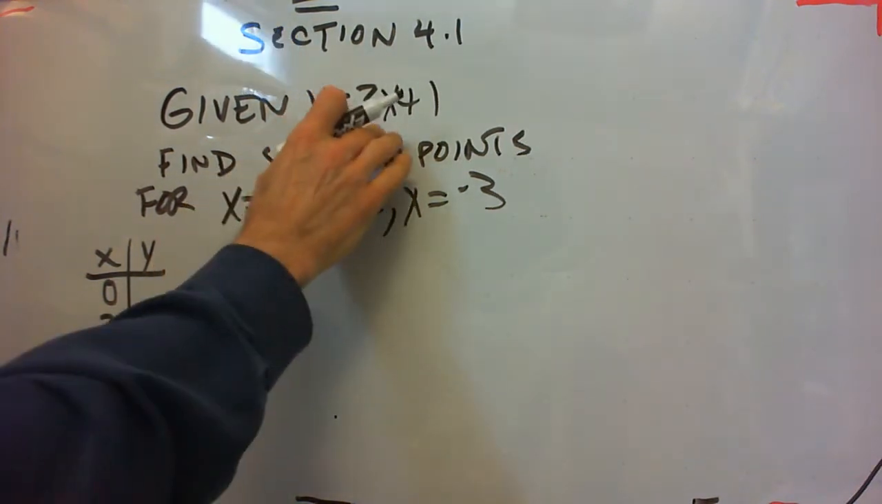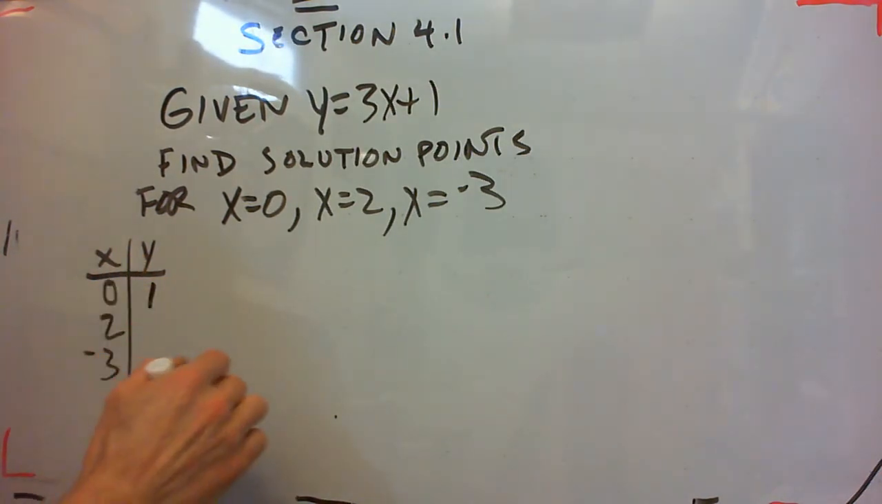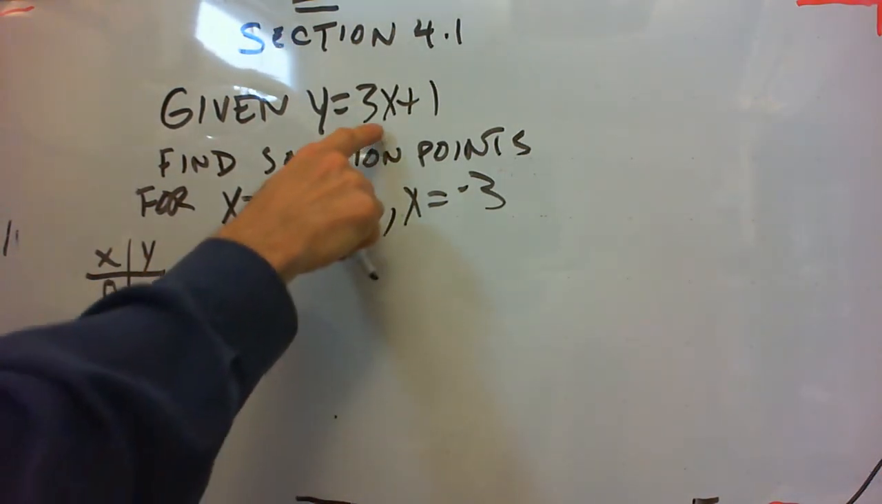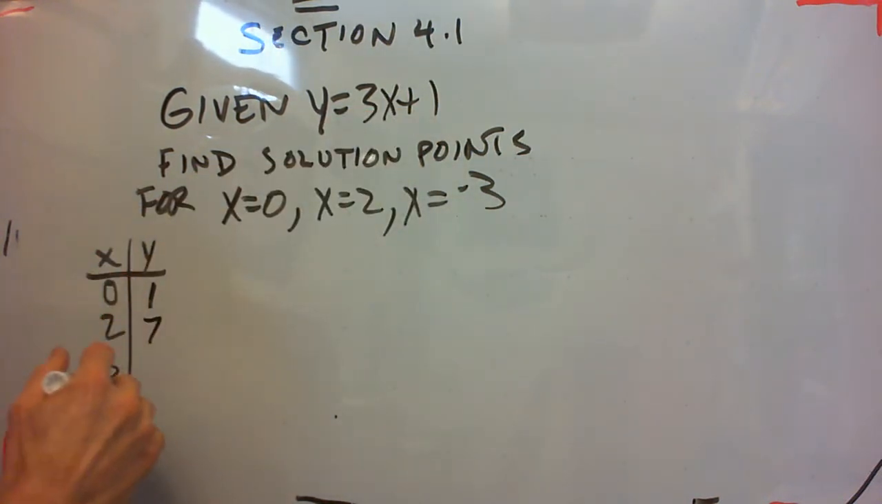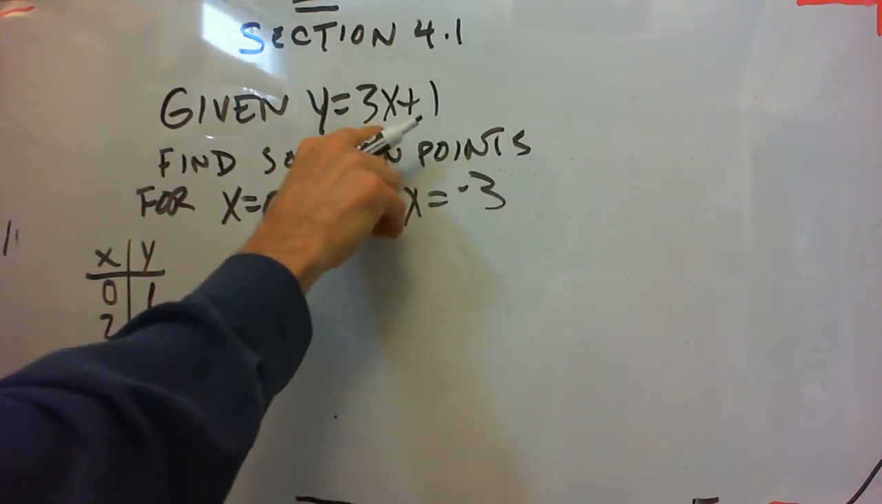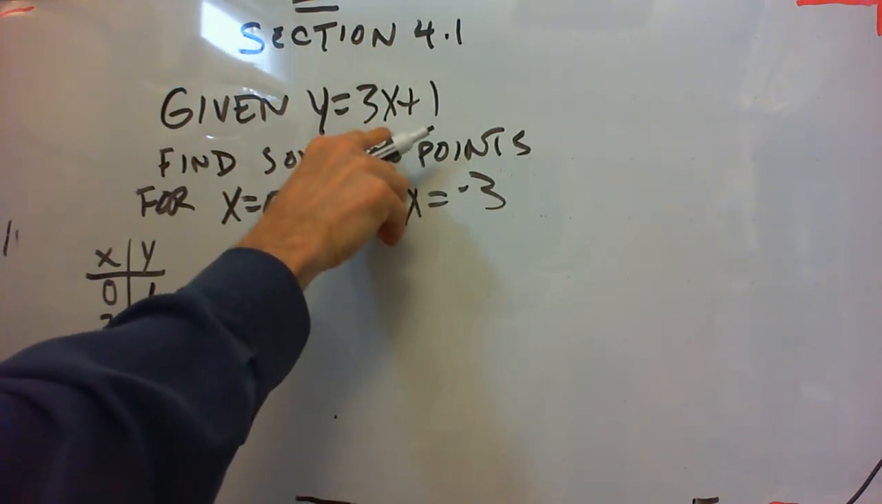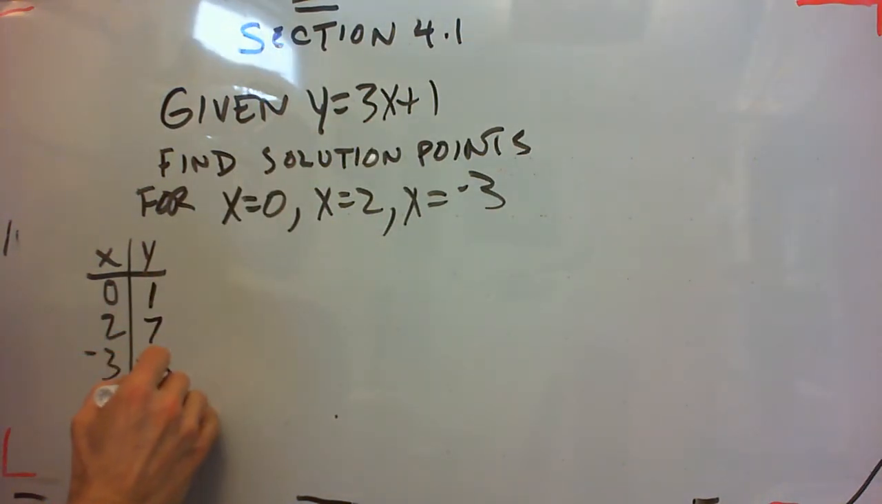When x is 0, we get 3 times 0 plus 1, which is just 1. When x is 2, y is 3 times 2, 6 plus 1 is 7. And when x is negative 3, 3 times negative 3 is negative 9, added to 1 is negative 8.